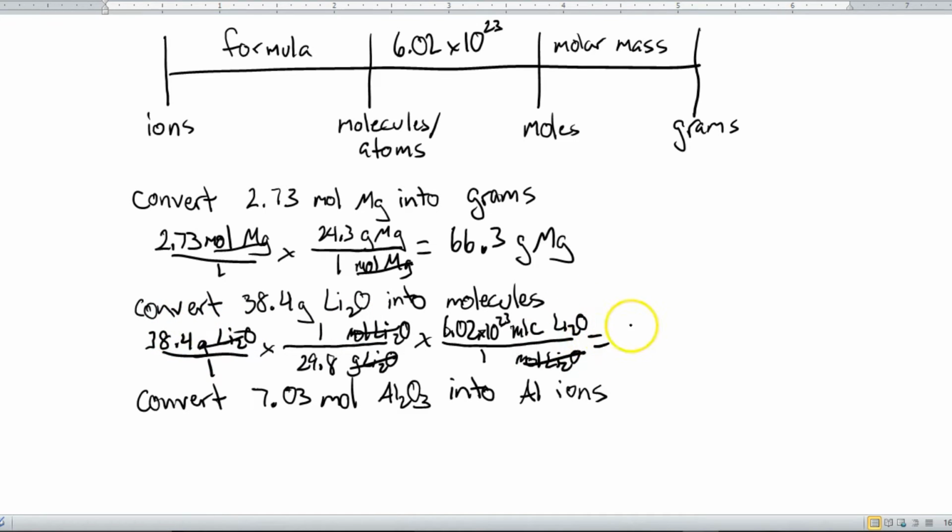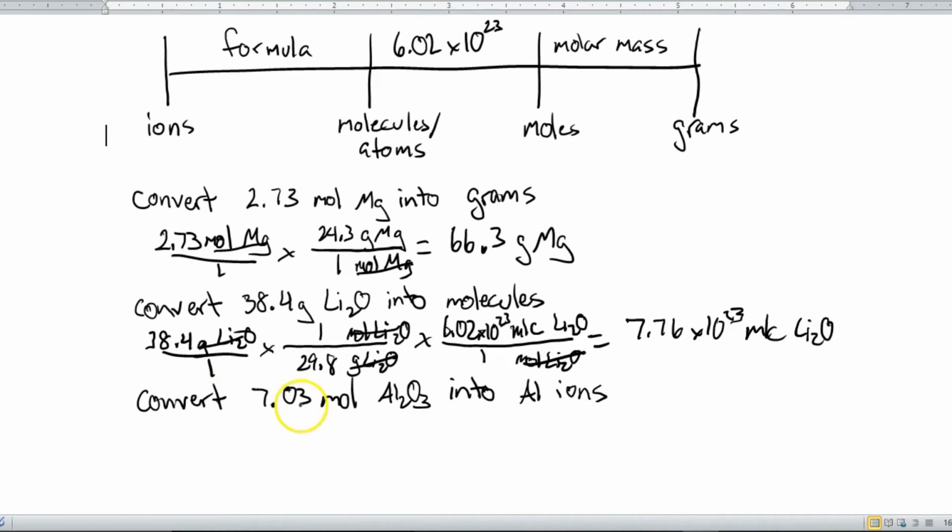The answer comes out to be 7.76 times 10 to the 23rd power. And the units that are left over is molecules of Li2O. Okay, all right, one more example here.